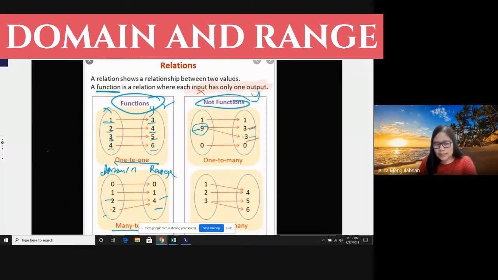Okay, next example, many-to-many. 1 corresponds to 4, so it's just fine. 2 corresponds to 4, it's still okay. However, 3 corresponds to 5 and 6. So we use 3 twice for your y values. So this one is not a function. Does it make sense? Okay, sounds good. So take note of that. Focus only on the x values when you determine if the given is a function or not. So let's proceed to the next slide.